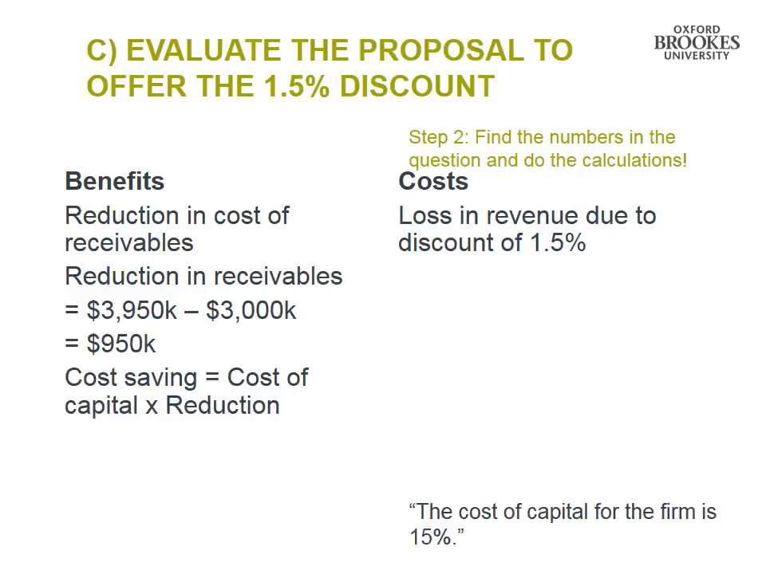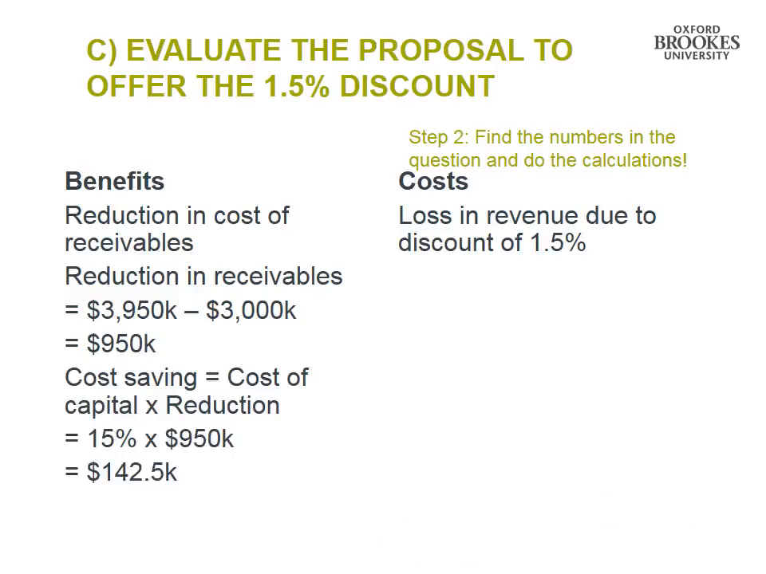The cost of capital for the firm is 15%. That was in the question. So we can pop that in and get an answer. The benefit of this proposal is $142,000. Now we can move on to the costs.